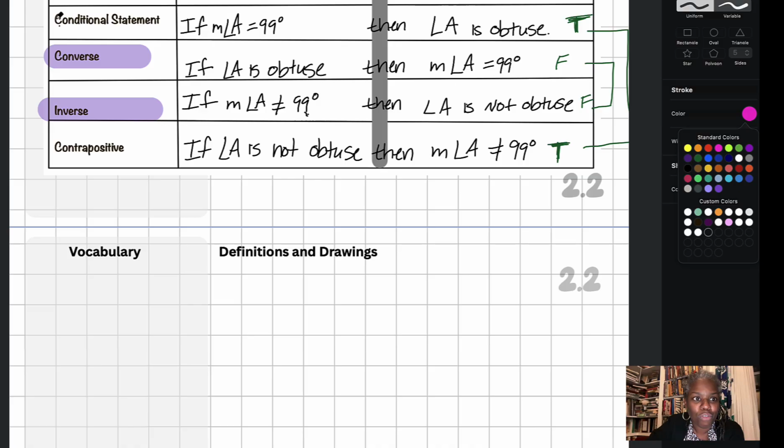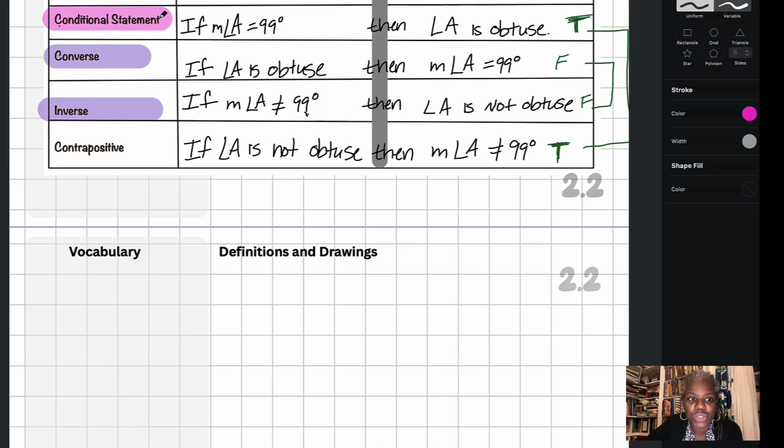And the original conditional statement and the contrapositive are also called equivalent statements, meaning if the conditional statement is true, then the contrapositive is going to be true. And if the conditional statement is false, then the contrapositive will be false. Similarly, if the converse is true, the inverse is true. If the converse is false, the inverse is false. Remember, those are called equivalent statements.